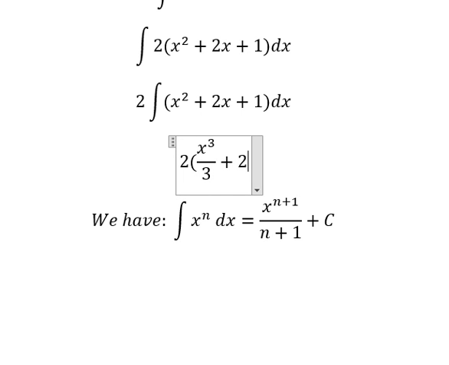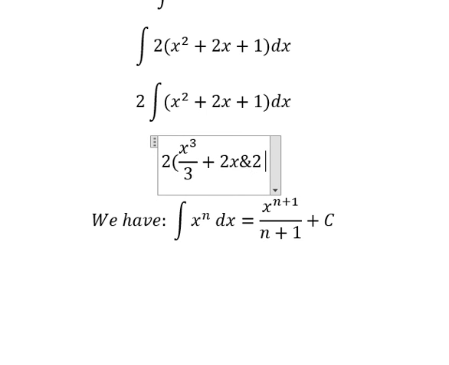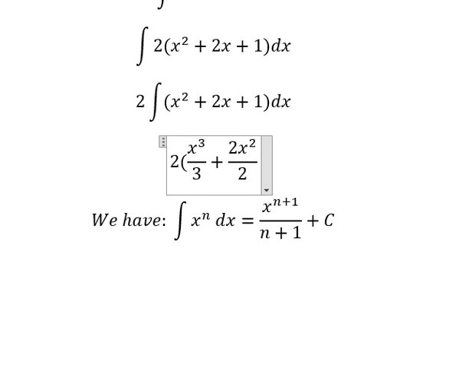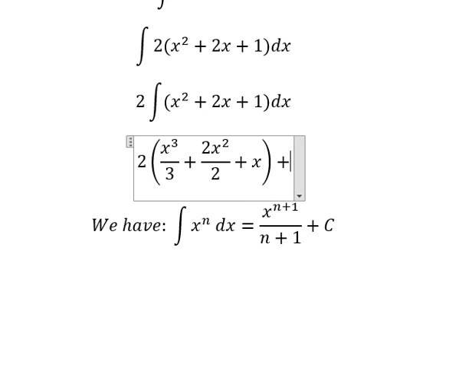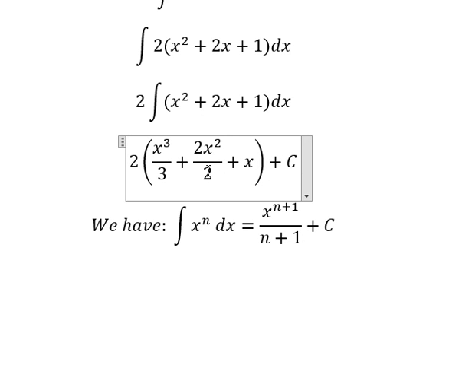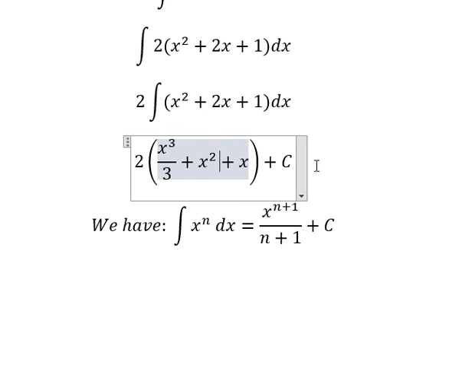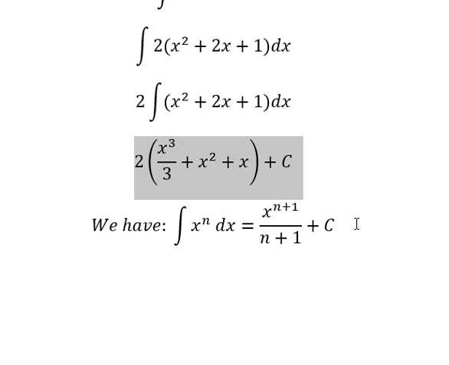The next one that is about x squared over number 2. The next one that is about x. And then I will put about c. So number 2 divided by number 2 we have number 1. And that is the final answer.